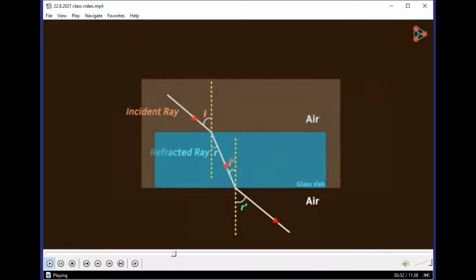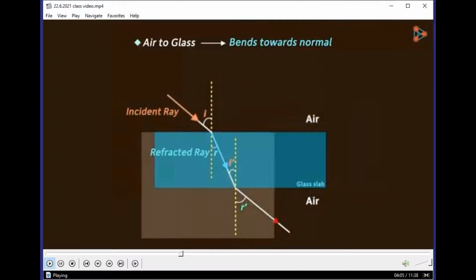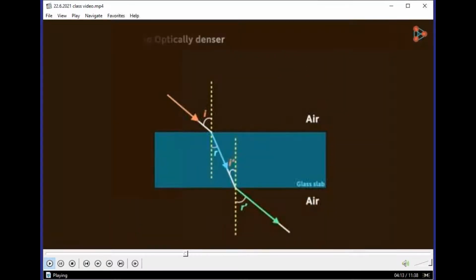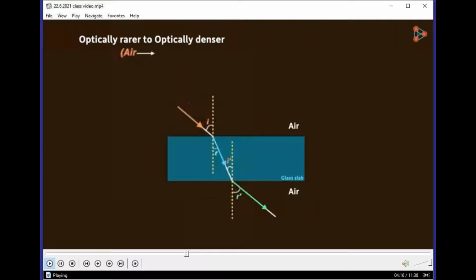Observe the incident and refracted rays. We notice that the refracted ray is more towards the normal than the incident ray. When the light rays enter the glass from air, it bends, and it bends towards the normal. And from this refraction, we can see that when the light ray again enters the air, it bends away from the normal. So we can say that when the light travels from an optically rarer medium to an optically denser medium, it bends towards the normal.